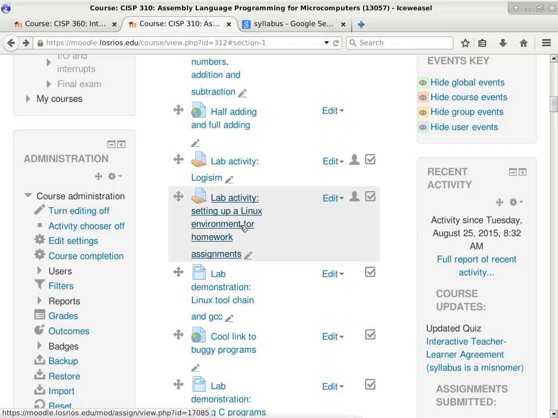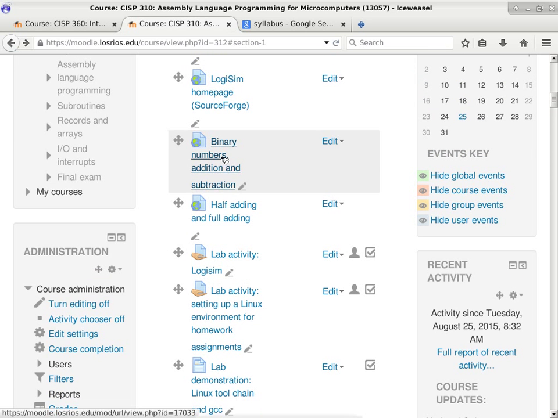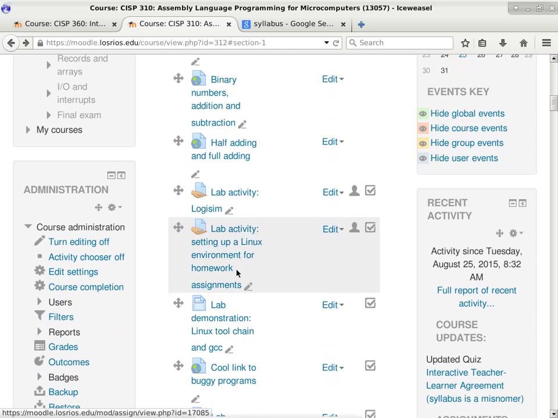Okay? So go ahead and read. Your reading assignment is going to be binary numbers, addition, and subtraction. That's what the lecture is going to go over. And then the lab for Thursday is going to cover how to set up a Linux environment for homework. So that's the plan for Thursday.